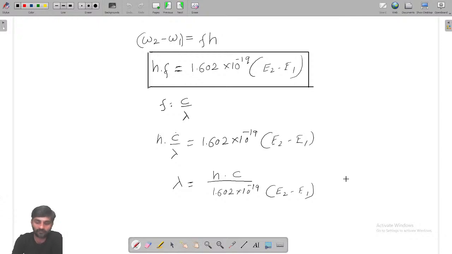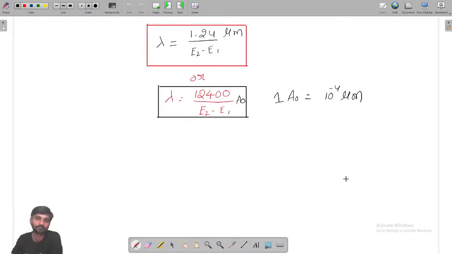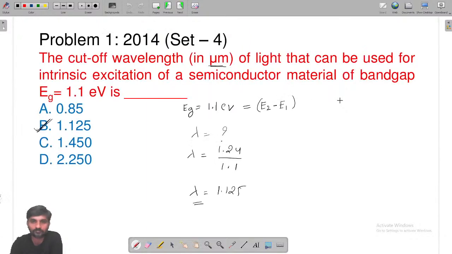So we have seen the formula for this lambda. Lambda, the wavelength, is going to be 1.24 micrometers divided by the energy in eV. You should remember this. Micrometers is very important. In the question, they may ask you in micrometers or in angstroms. So 1 angstrom is equal to 10 to the power minus 4 micrometers. 1 angstrom is 10 to the power of minus 10 meters.